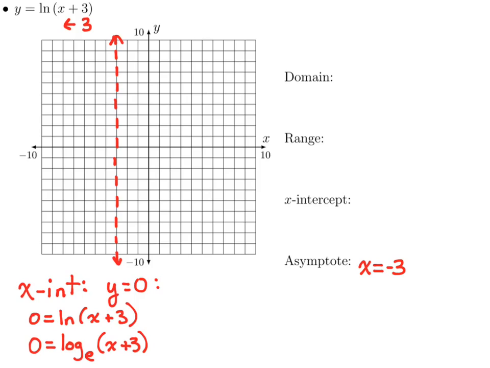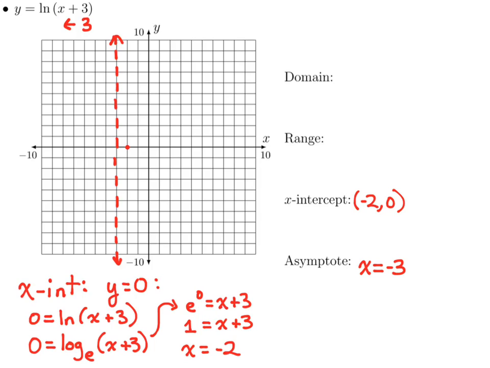And now to move forward, you need to trade it into exponential form. So e to the 0 equals x plus 3. That's wonderful. E to the 0 is 1. So 1 equals x plus 3. Subtract the 3. You get x equals negative 2. You've got yourself an x-intercept. Boom. And then you got a dot.